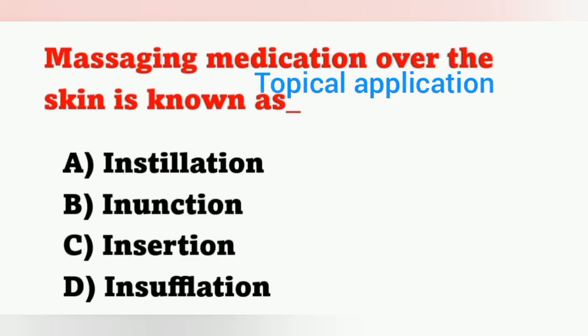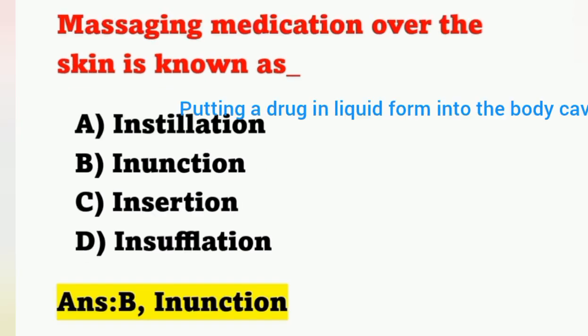Massaging medication over the skin is known as? Option A, instillation. Option B, inunction. Option C, insertion. Option D, insufflation. Massaging or topically applying medicine over the skin is known as inunction. Option B is the correct answer.